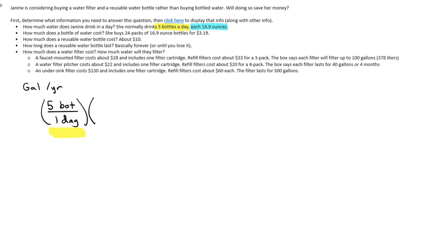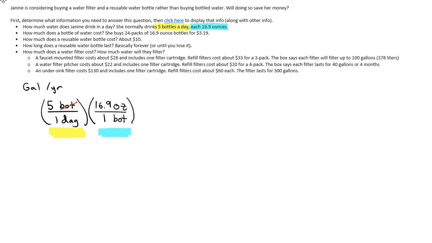And then we're going to figure out how much that is in gallons. So we don't want the bottles. Bottles are already on top, so we'll put the bottles on the bottom. And we need some conversion from bottles into a volume, and that's given to us in the blue, the 16.9 ounces. So 16.9 ounces in one bottle.